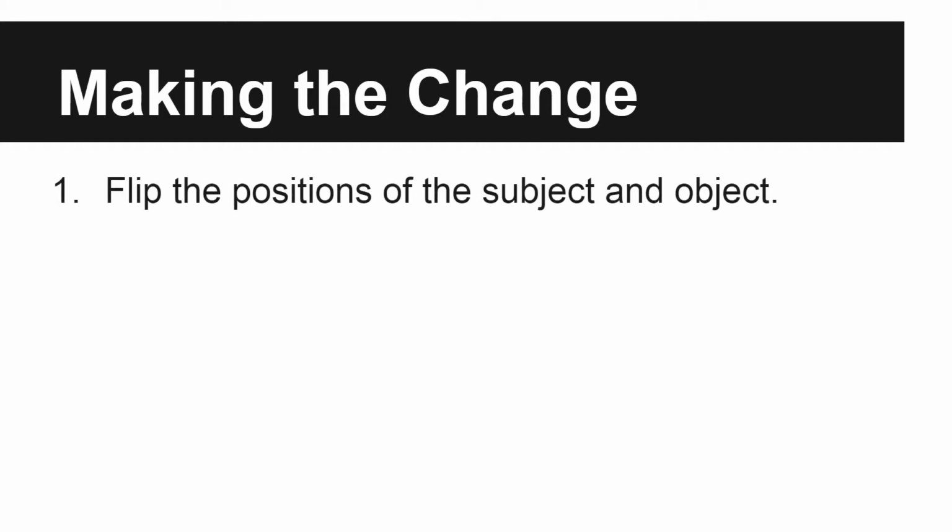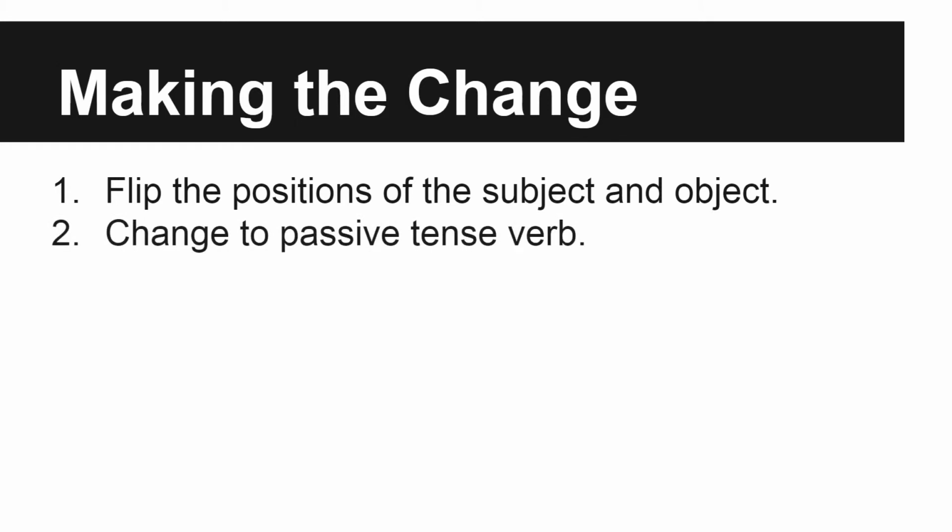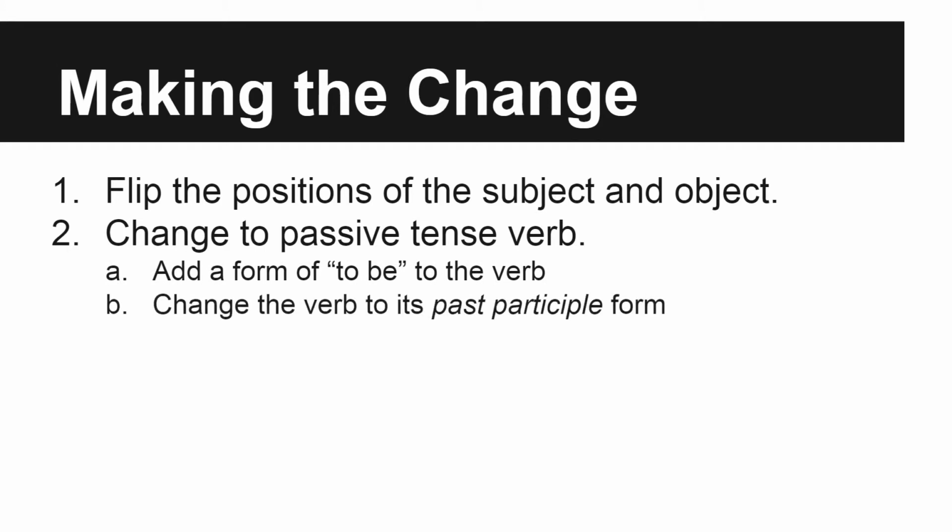So in order to change to passive voice, it takes a lot of steps, but it's not that hard. First thing, obviously, flip the position of the subject and the object. So the doer goes to the end, the doee, or the thing receiving the doing, goes to the beginning. Next, you want to change the verb to passive tense. Passive tense is like the past tense of the verb. Sorry, past participle is technically what we call it. But if you haven't seen that lesson yet, let's just call it the past tense form of the verb.